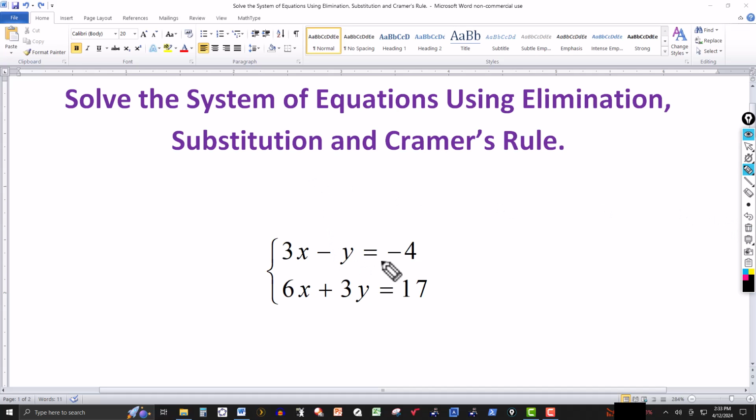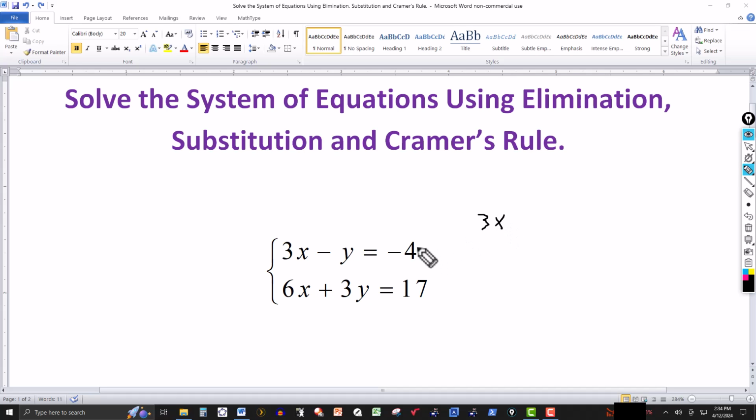Substitution simply means we're going to take one equation and solve for x or y. It doesn't matter. And notice here, if I were to solve the first equation for x, I'd bring the minus y over, and then I'd have to divide by 3. That'd give me a fraction here. The same thing if I use the second equation, bring the 3y over, divide by 6, that'd give me a fraction.